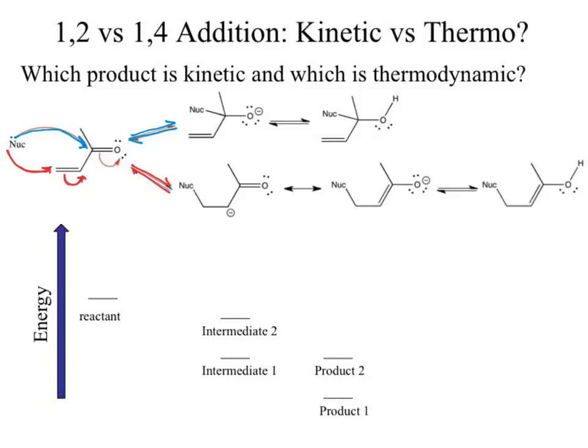Okay, and we'll look at why it's the thermodynamic product. So let's take a look first at our intermediate. When we look at our intermediates, which would we say is more stable, the top one or the bottom one? Why would you say the top one's more stable? Oh, interesting. We'd say oxygen holds a charge better than carbon.